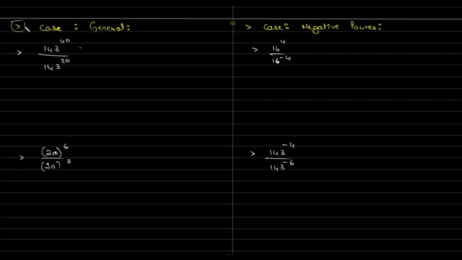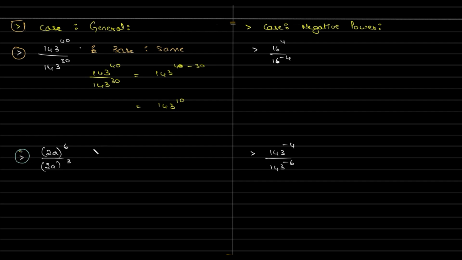So we have a case. This is a general case, no complicated version. So 143, same base. Always see the base first. Base is same, but it's getting divided. So all I have to do here is 143 to the power of 40 divided by 143 to the power of 30 is equal to 143 to the power of 40 minus 30. So this is nothing but 143 to the power of 10. That's all. Make sense?